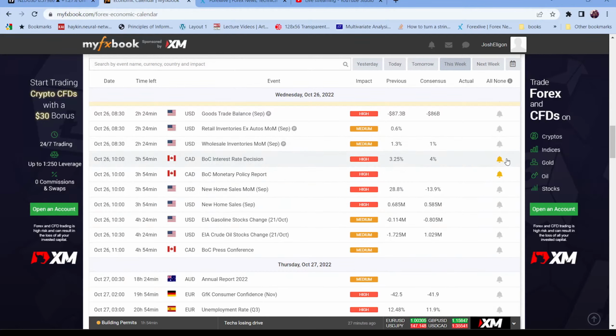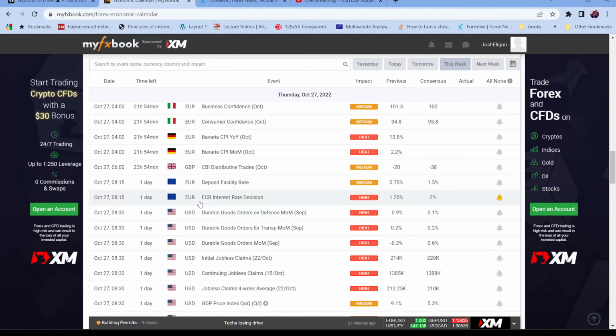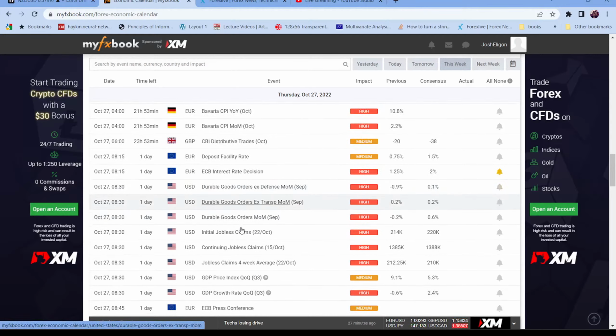So we could expect a large move for the CAD, being the first one to come out with its interest rate decision with that increase. Secondly, on Thursday we have the ECB interest rate decision as well. As you can see, we are expecting a 75 basis point increase, from 1.25% to an overall 2% increase.